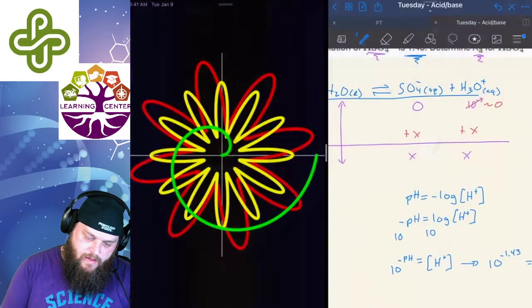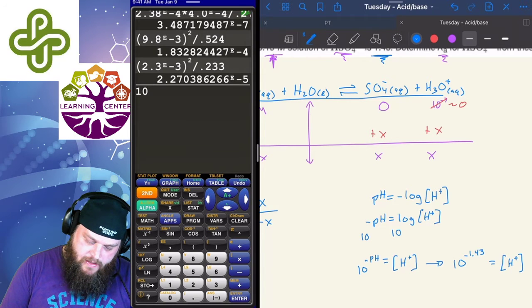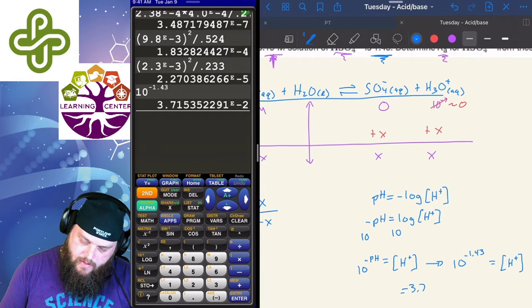Doing that real quick, put my calculator on that side this time. We have 10 to the power of negative 1.43. And that's going to be equal to 3.7 times 10 to the negative 2. That's the concentration of H plus.